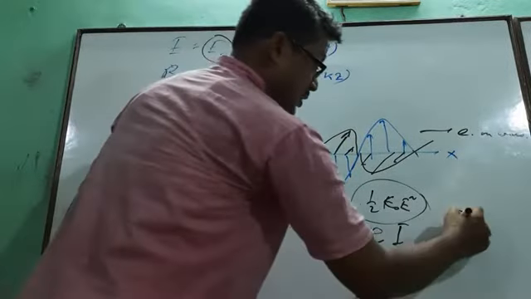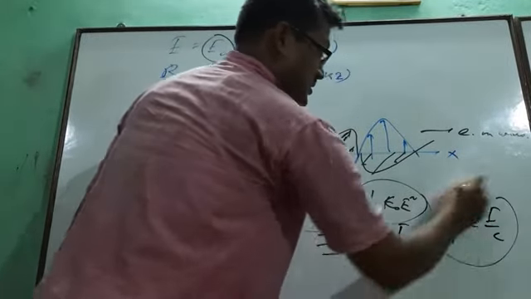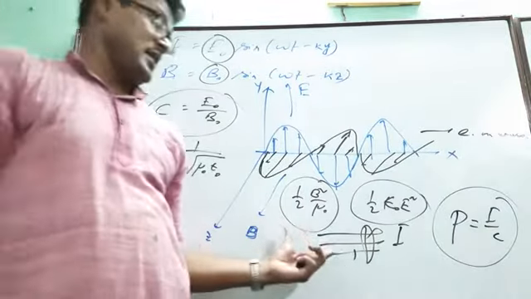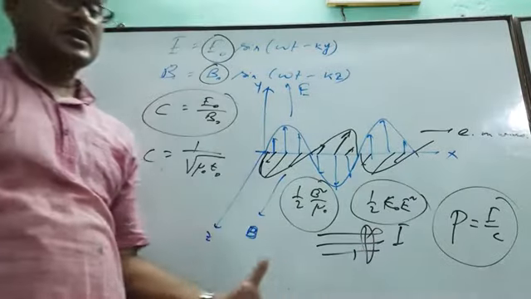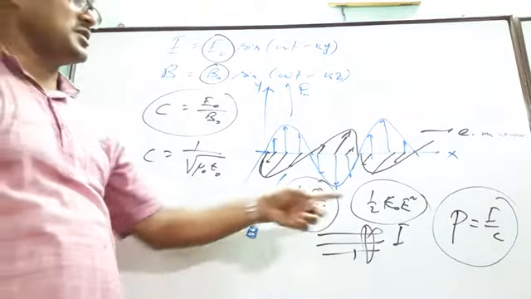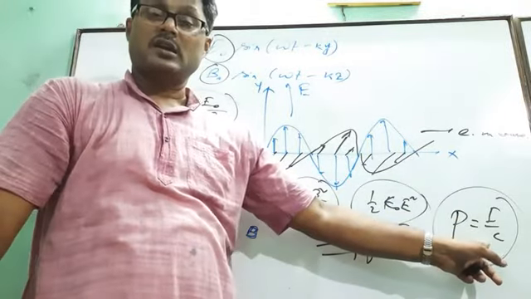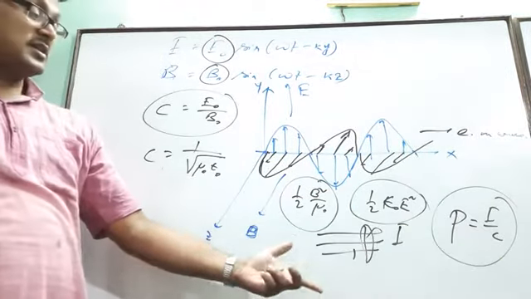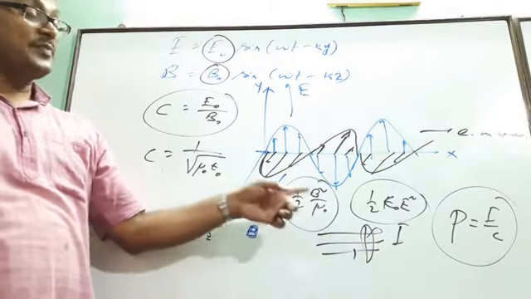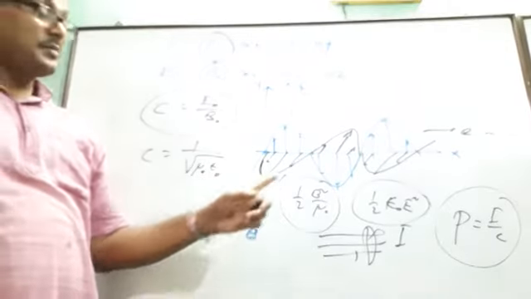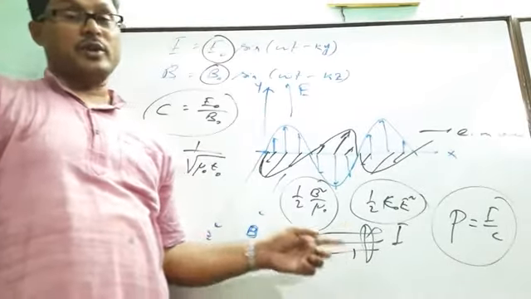Then the radiation pressure P equals I by C. Whenever this radiation falls on a surface, it will generate a pressure which depends on the intensity by C. C means speed of light, and intensity is the total amount of energy passing through unit area per unit time.